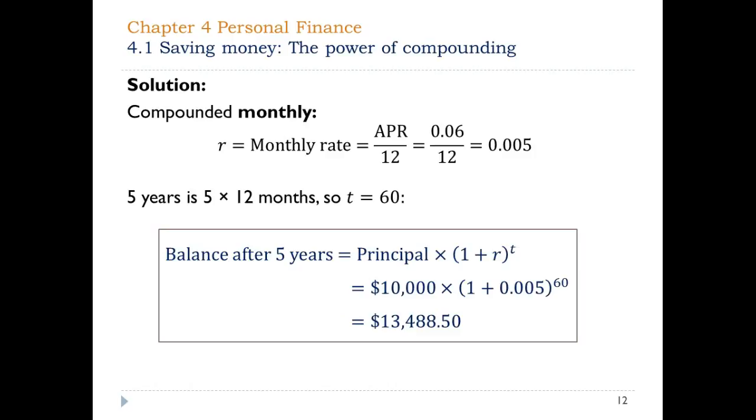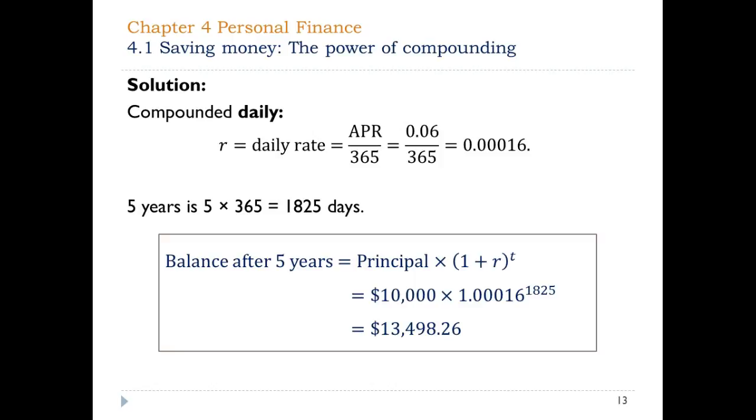Monthly. R is monthly rate, or APR divided by 12, or 6/100 divided by 12, which is 5 thousandths. 5 years is 5 times 12 months, or t is equal to 60. Balance after 5 years, principal times 1 plus r to the power of t equals 10,000 times 1 plus 5 thousandths to the power of 60 equals $13,488.50.